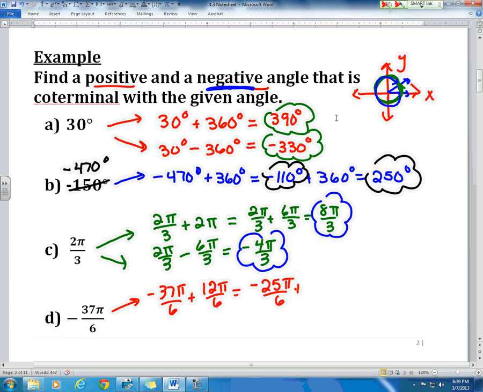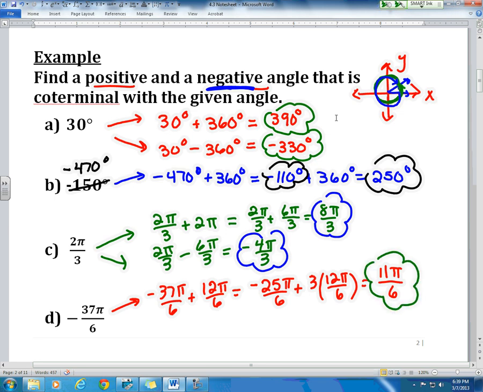If I add another 12 pi over 6, that's going to only bring me to negative 13 pi over 6. Another 12 pi over 6 is going to bring me to negative pi over 6. So I have to add 3 more groups of 12 pi over 6 onto this to get in the positive realm of things. So that's adding 36 pi over 6. If I add 36 pi onto negative 25 pi, that's going to bring me to 11 pi over 6. Double check my addition there because I'm kind of rambling on and not really checking to make sure I'm adding correctly. So there may be an error there.